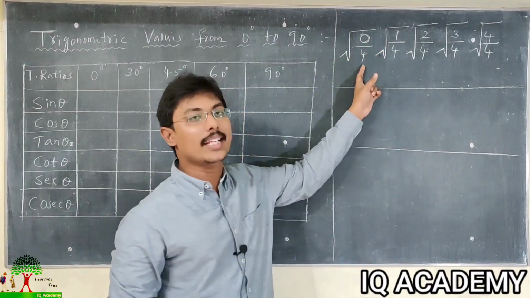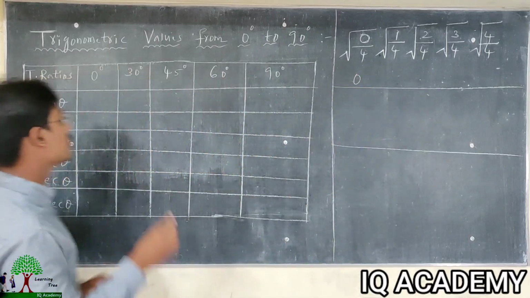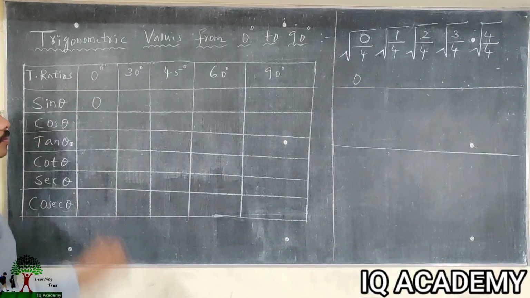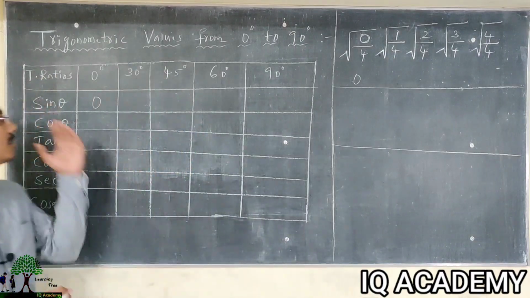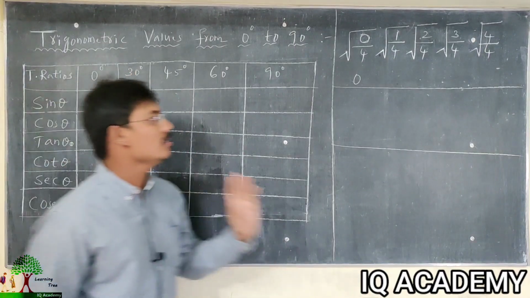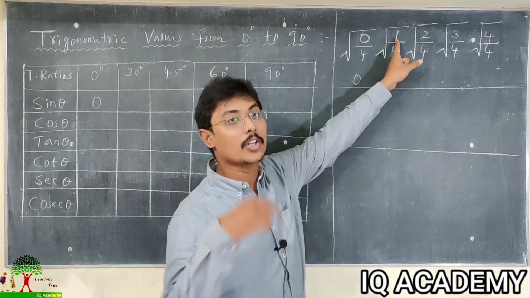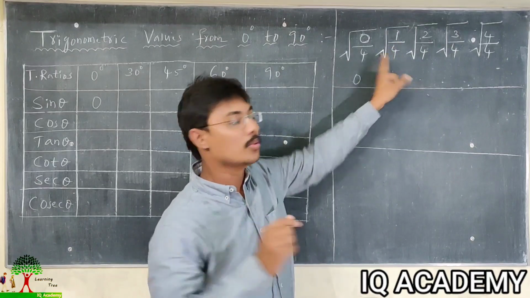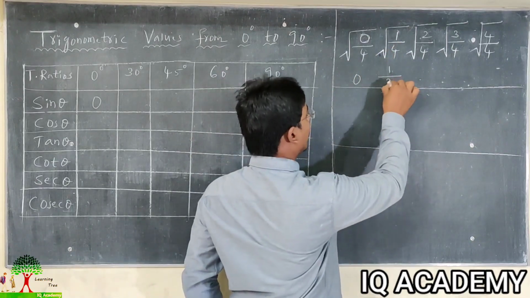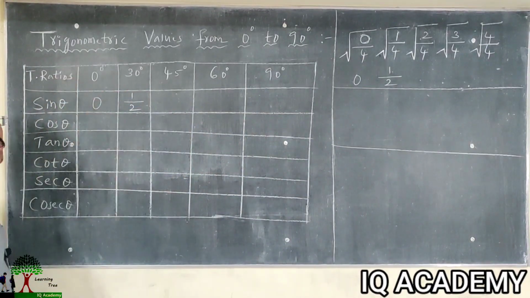0 divided by anything is 0, which means sine 0 degrees is also 0. We know sine 0 now. Next, what do we have to find? Sine 30 degrees, which means square root of 1 divided by 4. Square root of 1 in the numerator is 1, and square root of 4 is 2. So it is 1 divided by 2. So sine 30 degrees is 1 divided by 2.